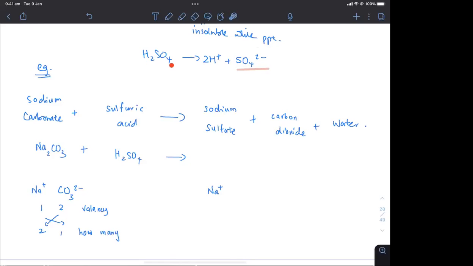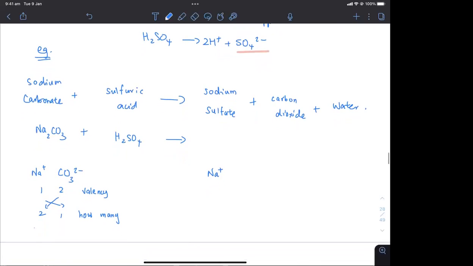Sulfuric acid is like this. You replace the H plus with the metal. H plus replaced with Na plus. I wonder what's the formula for sodium sulfate. Yes, Irene? Na2SO4. Yeah, because you replace the 2H plus with Na plus, they have the same charge.